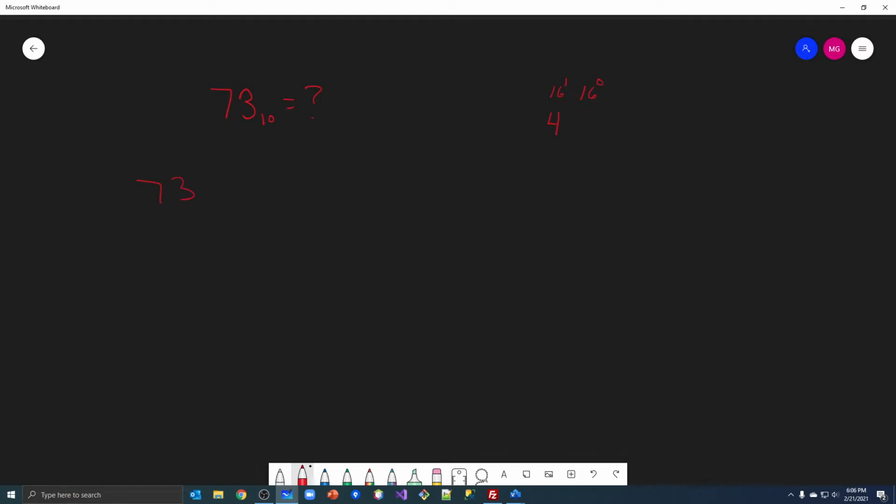So 4 16s is 64. 73 minus 64 is 9. It leaves me 9 left over. And so I have 9 for my ones digit. So that's 49 in base 16, or we can write 49H. The bigger my number gets, the harder this is to do. How many 16s goes into 211?